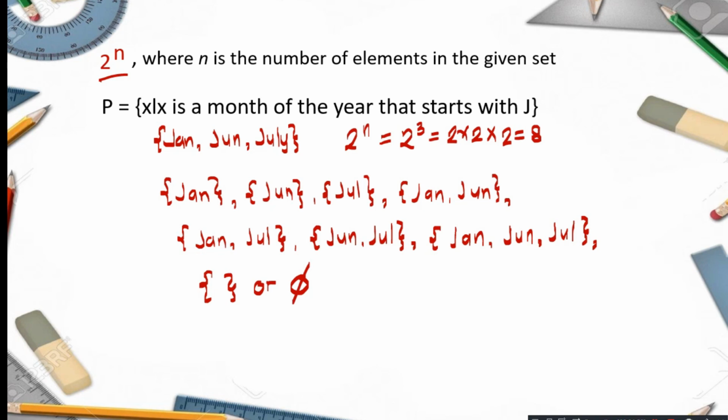Again, let's go back to the given. Set P should contain 8 subsets. So we have 1, 2, 3, 4, 5, 6, 7, 8. So we have 8 subsets already.